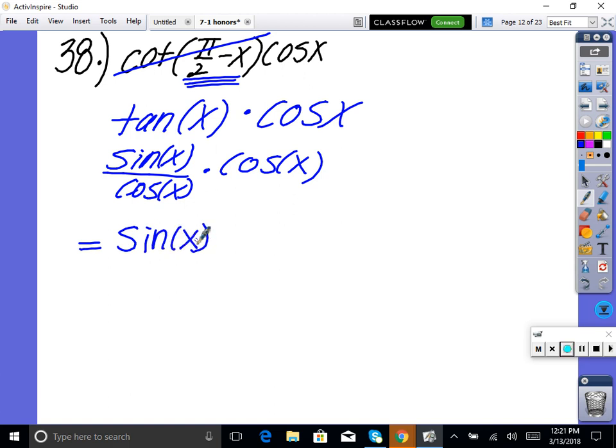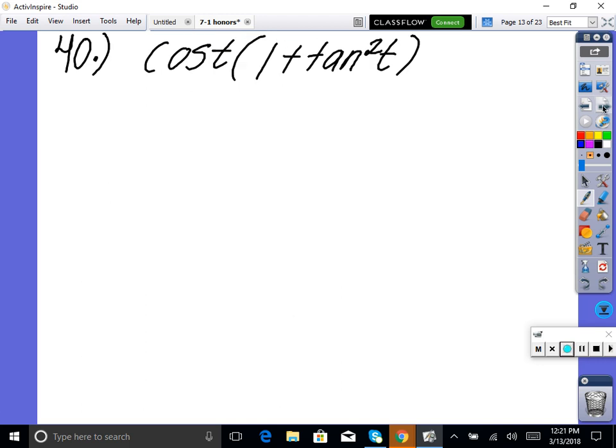We would get sine of x, since these will divide out. Sine of x is much prettier than all that stuff. Everybody good? Feeling pretty easy? Okay. So this is cosine of t times 1 plus tangent squared of t.